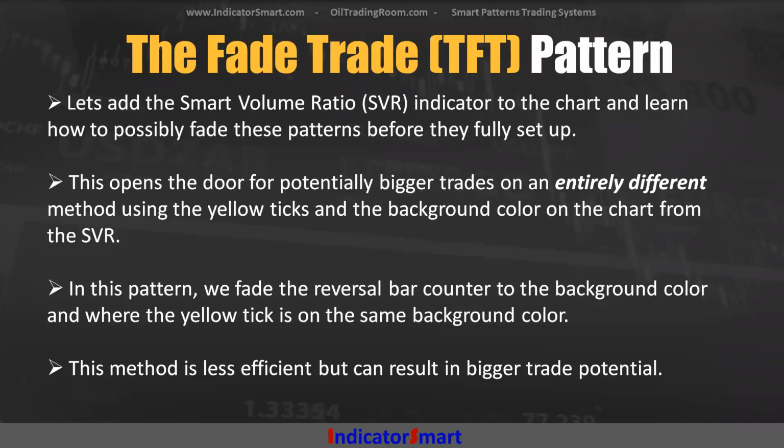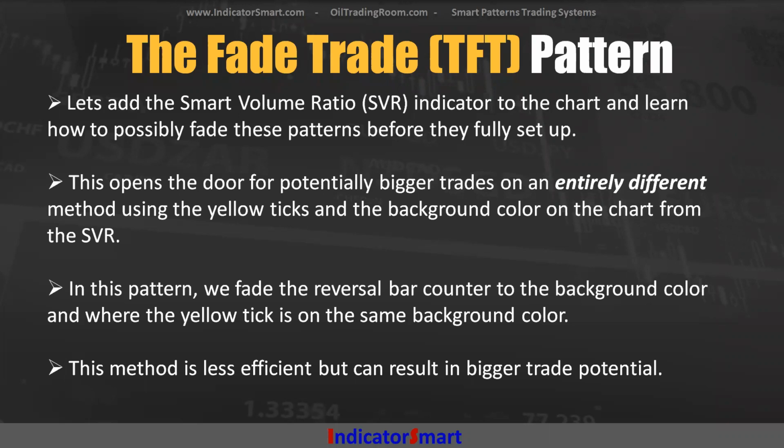So the next one we're going to take a look at is what we call the fade trade. That's not my favorite name for it, but that's what we're going to call it here. This time we're going to add the smart volume ratio. Smart volume ratio is a metric, not of order flow support and resistance, but of order flow momentum. So we're going to combine order flow momentum with price action and the yellow ticks, and create a little system out of that.